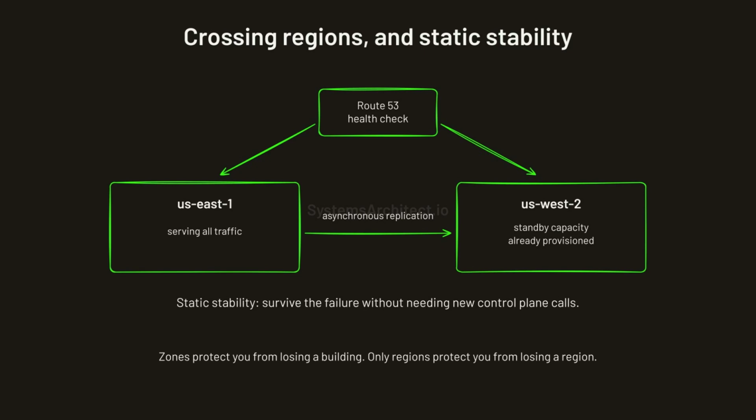The principle that keeps multi-region failover honest is static stability. A statically stable system survives a failure without needing to make new control plane calls. Control planes are exactly what struggles during a large event. In practice, that means pre-provisioning the standby capacity you will need. Do not trust that you can launch it mid-incident.